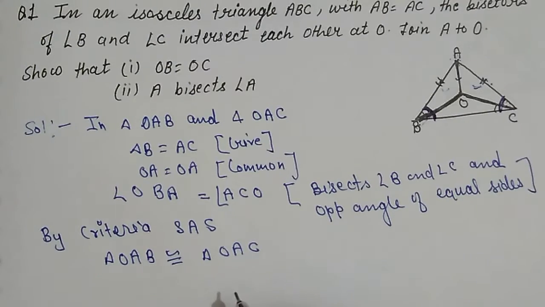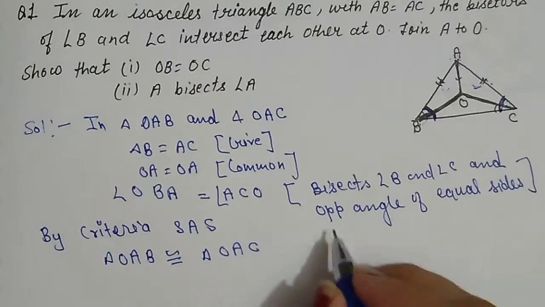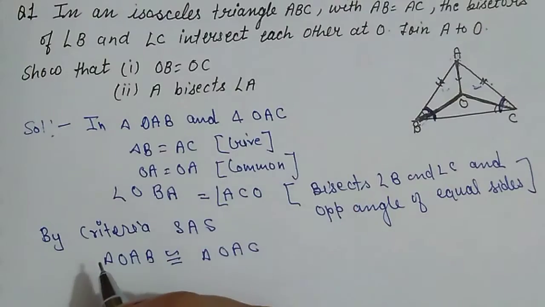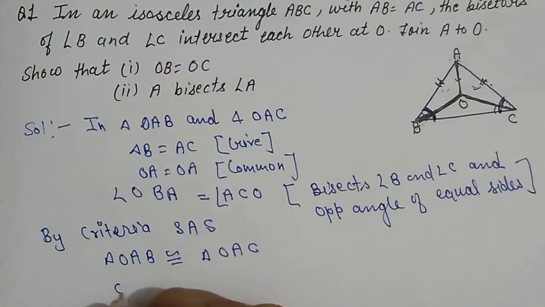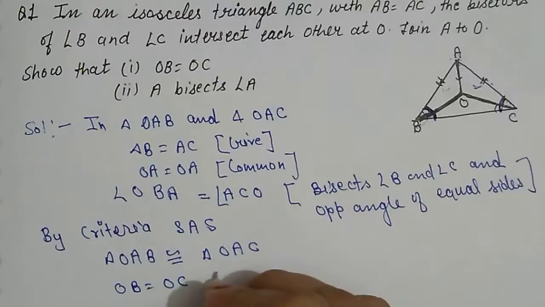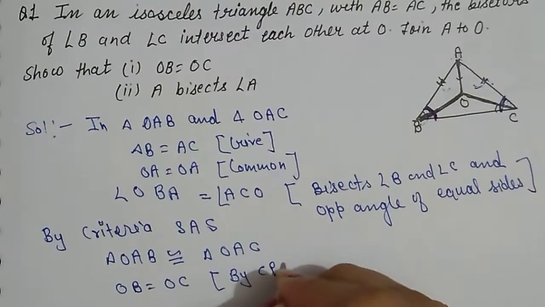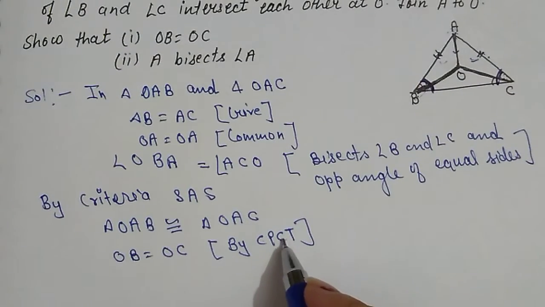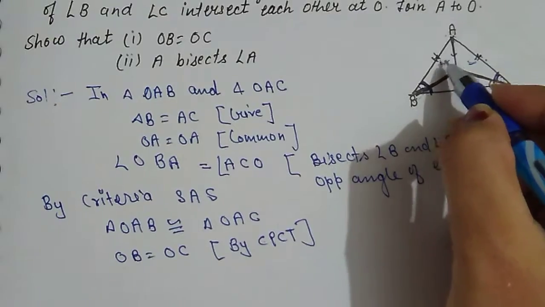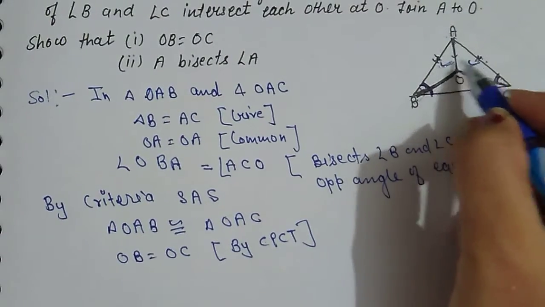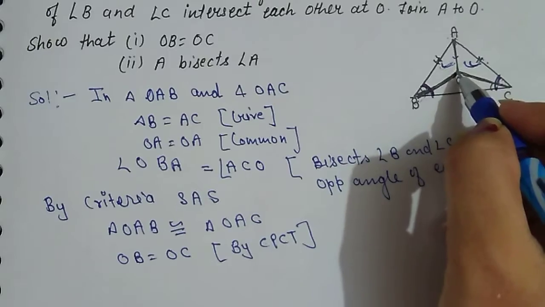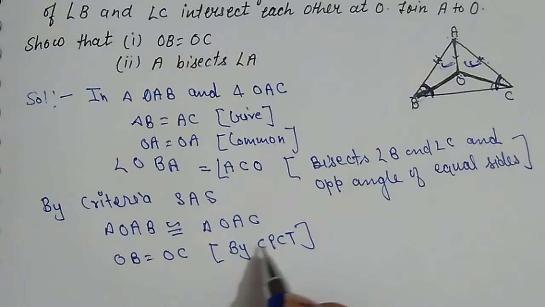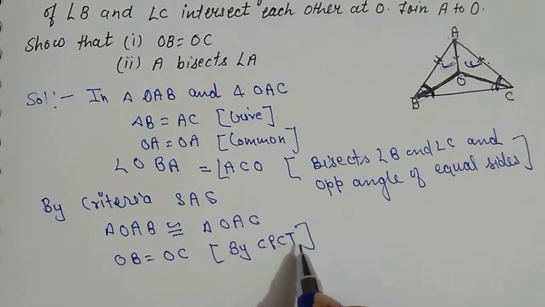So what will happen next? Then you have to prove OB is equal to OC. Why? By CPCT, corresponding parts of congruent triangles. You have already proved these two triangles are congruent, so these two sides will be equal, because corresponding parts of congruent triangles are equal.